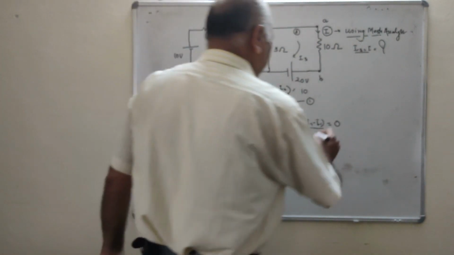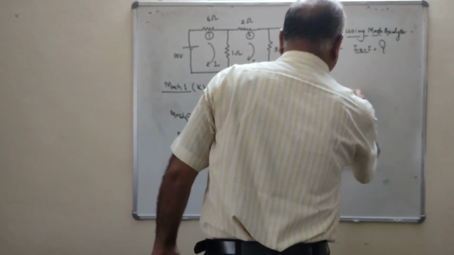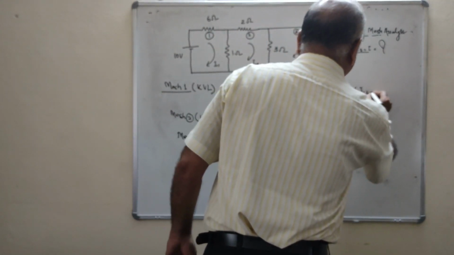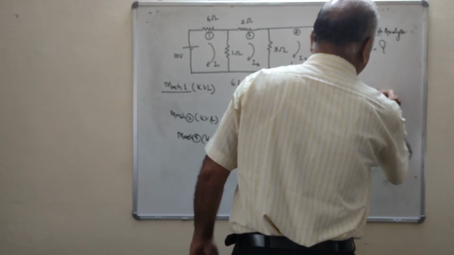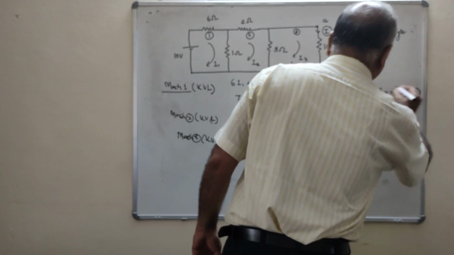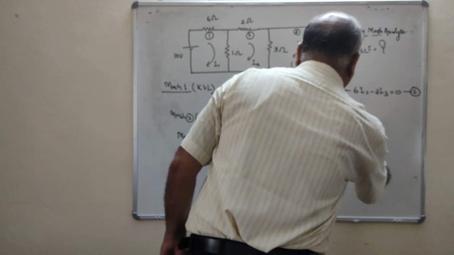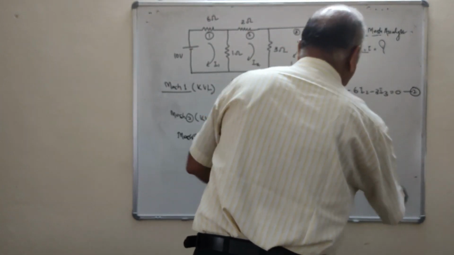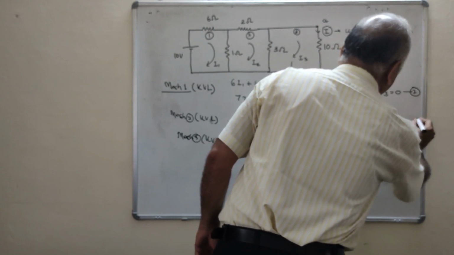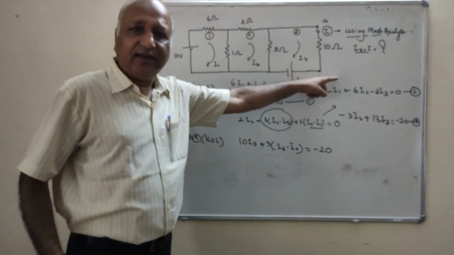Now if you simplify this, for I2 we get 2 plus 3 plus 1, that is 6I2, minus 3I3, minus I1, equal to 0. This is equation number 2. And then last, it will be minus 3I2 plus 10 plus 3, that is 13 I3, equal to minus 20. Clear? Here it can be solved with the help of a calculator.